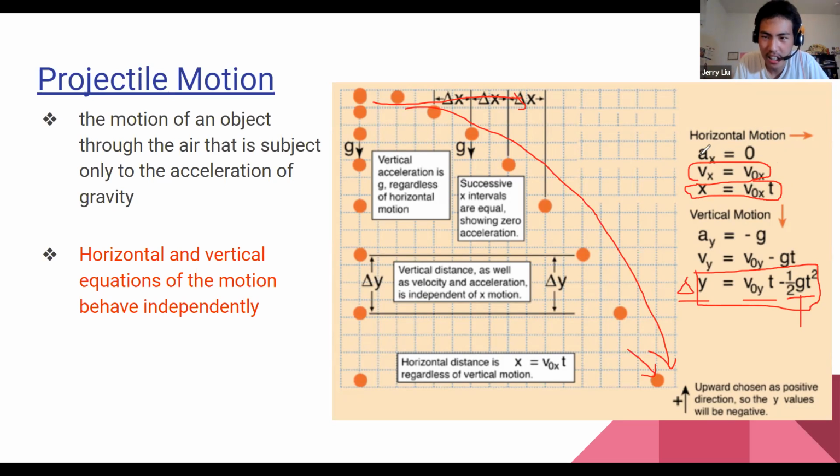So we can say there's no acceleration in the horizontal component. So ax equals zero, vx, or just the normal velocity, is equal to v0x, the initial velocity, and the displacement is equal to v0x times t. Now, for the y component, it does not actually work like that.